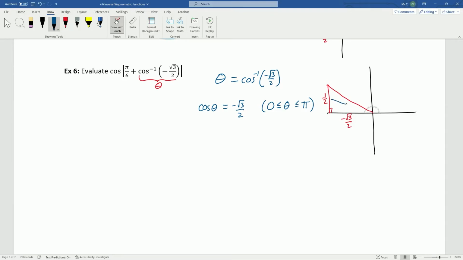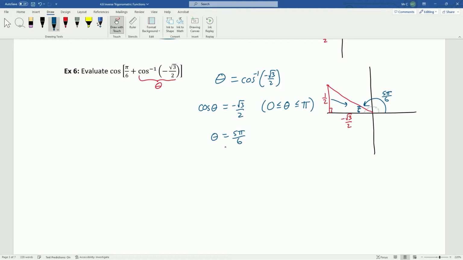And across from 1/2 is always pi over 6. But of course, pi over 6 isn't the angle I want. I want the angle from the positive x-axis. So that makes this 5 pi over 6. So theta equals 5 pi over 6.